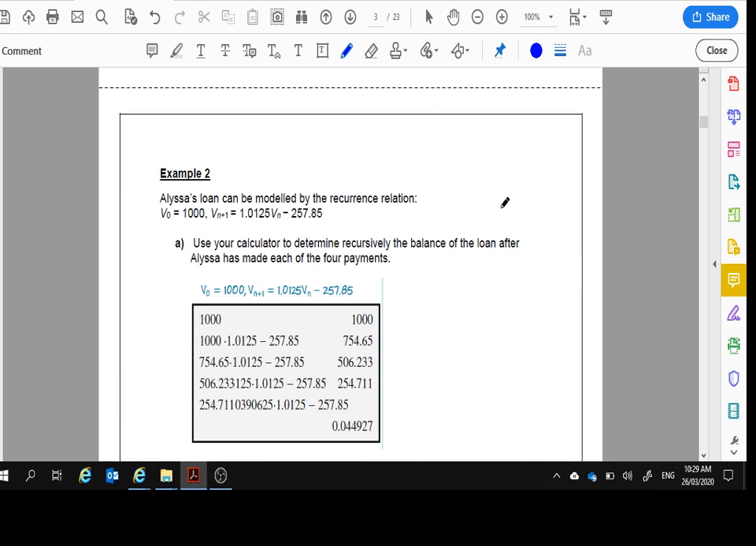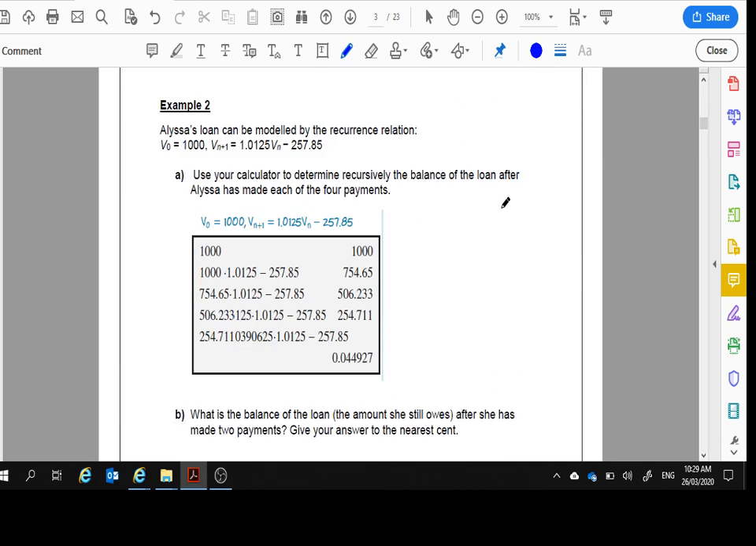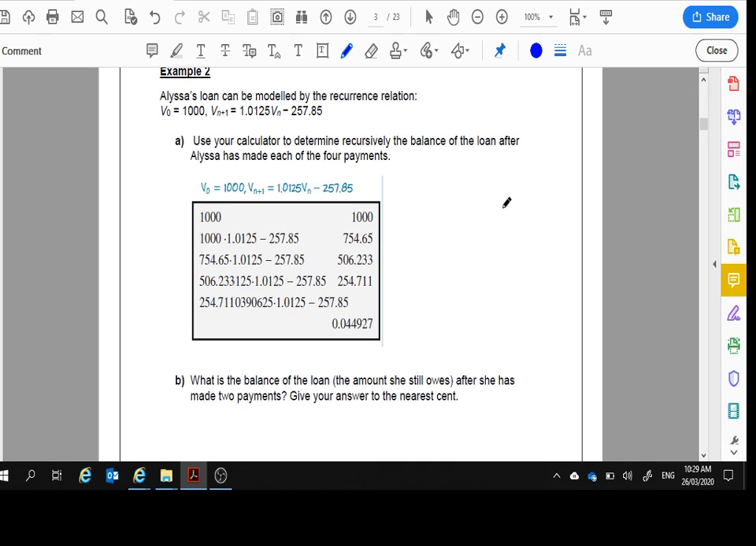Example 2. A loan can be modelled by what we've got. Use a calculator to determine recursively the balance of the loan after Elisa has made each of the 4 payments. In other words, 4 payments here. Well, we'll save the $1,000 by pressing enter. Then just press times 1.0125, and sorry, we've got the times minus 257.85. Press enter, keep pressing enter, and you've got all your values.